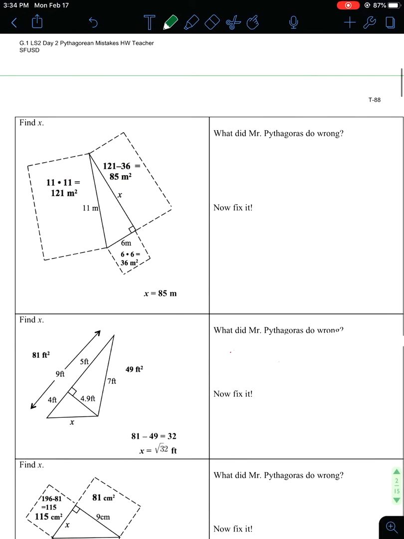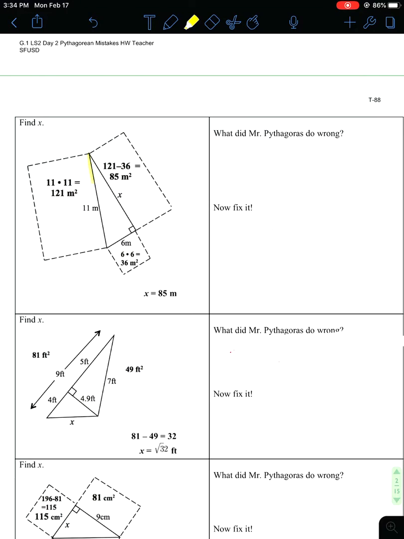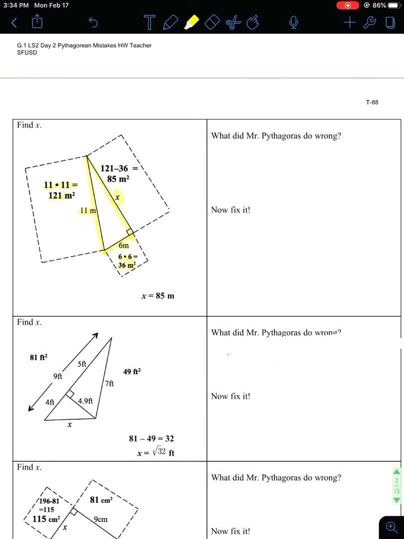Going down here, we have a right triangle. We know that the leg we're looking for is x, this smaller leg is 6, and the hypotenuse is 11. They correctly squared to get this big square, they squared to get 36 down here, and it looks like they correctly did subtraction this time. 121 minus 36 is in fact 85 meters squared, and they stopped there. Stopped too early is the mistake.